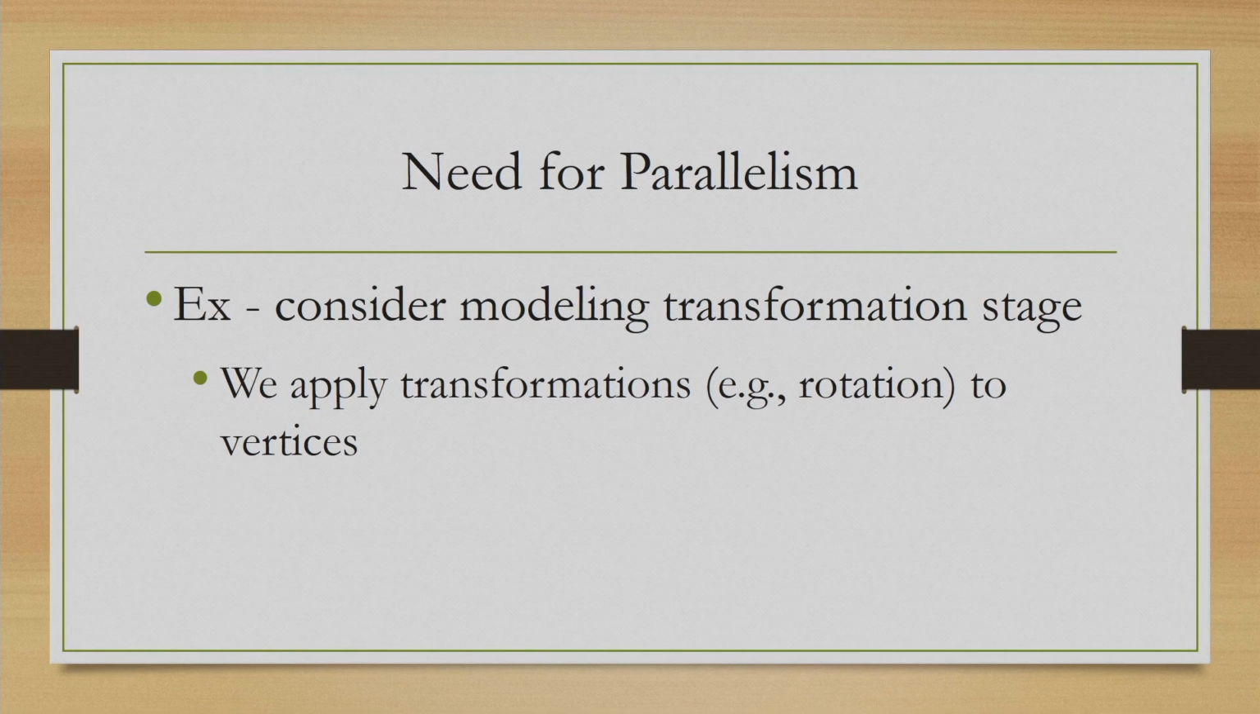For example, consider the modeling transformation stage. Remember that in this stage, what do we do? We convert or transform objects defined in their own or local coordinate system to a world coordinate scene. Now, how do we do that? We apply transformations, for example, rotation to the vertices that define the objects.